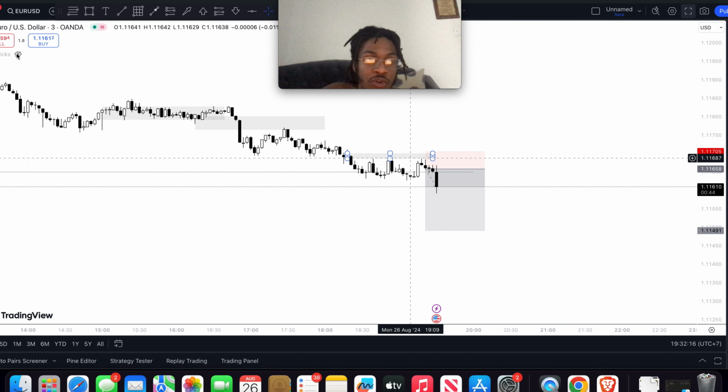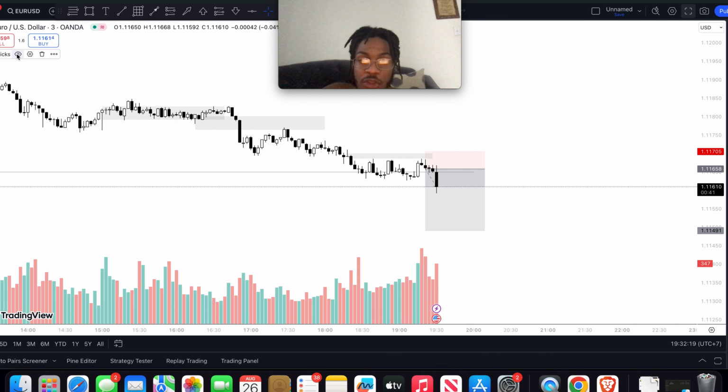You can even turn the volume on, but I usually keep the volume off. If you look at the volume chart right now, you can see how the red is towering upwards, how the red is increasing, which means the selling volume is increasing.